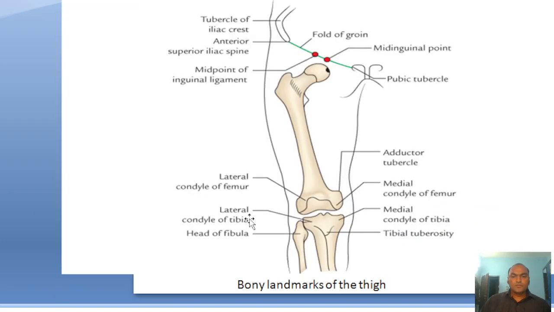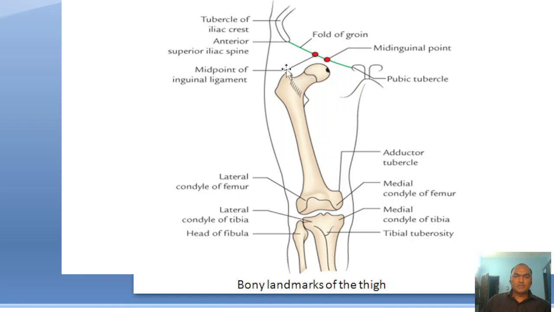So this is the bony landmark. In this diagram, we are showing the bony landmarks of front of thigh. This is femur, this lower is tibia, this is fibula, this is pubic symphysis, this is pubic tubercle, this is anterior superior iliac spine, this is iliac crest, this is tubercle of iliac crest.